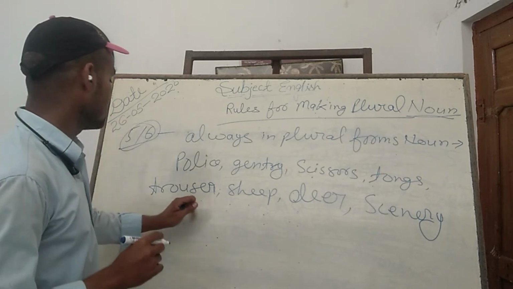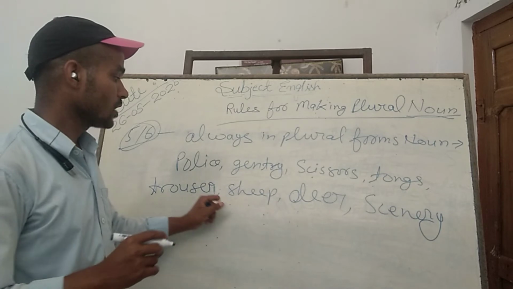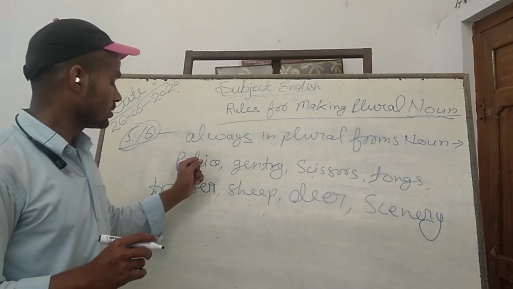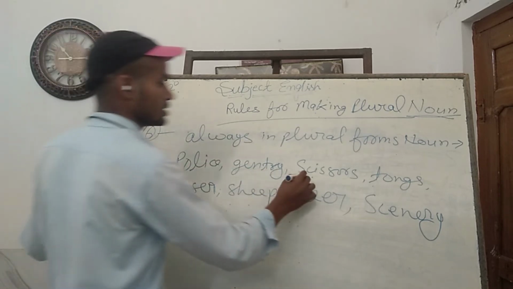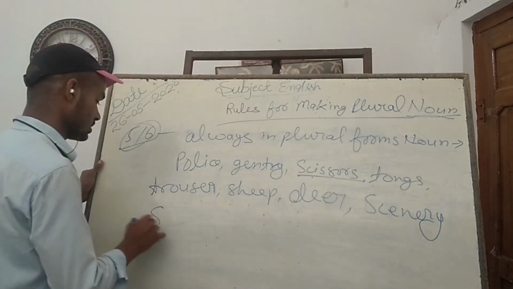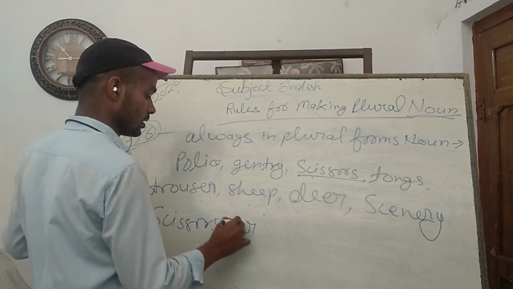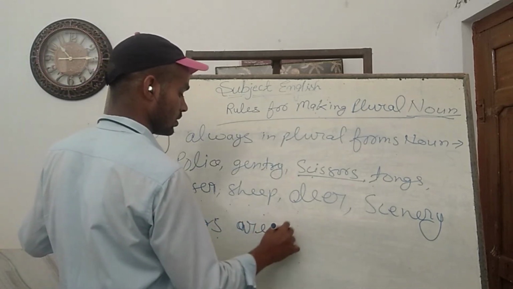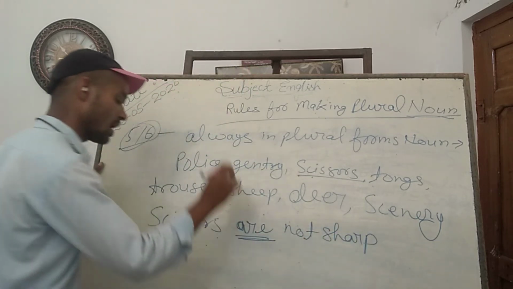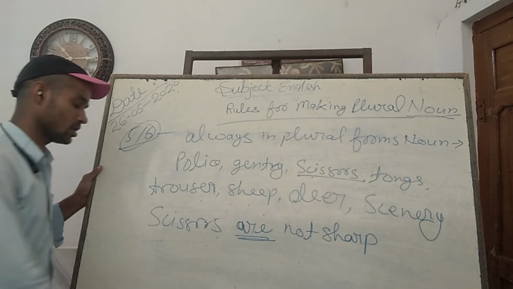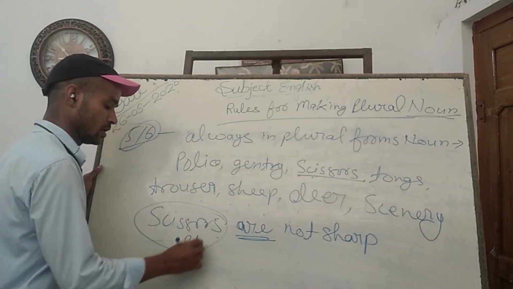So all these and other nouns are also used in plural form only. Scissors is plural always. Scissors are not sharp. Here the verb "are" is being used for the noun scissors, so it is in plural form.